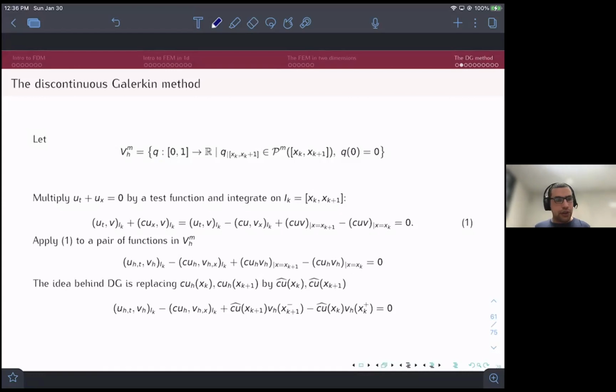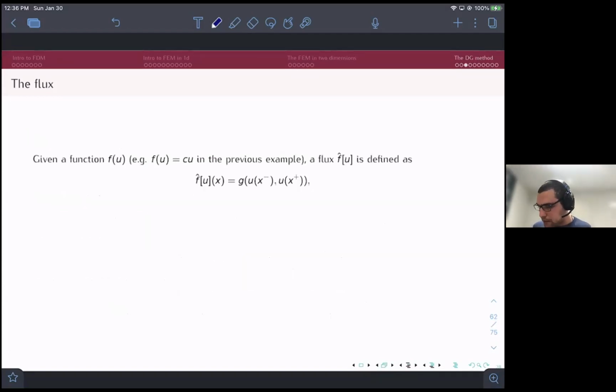And the idea of DG is to replace these two values right here by some other well-chosen values. Because remember, UH at xk plus 1 is not well defined. It has a limit from the right, a limit from the left. So we can choose something in between, maybe the average of the two or some other value at this point. And that's what we call the numerical flux.